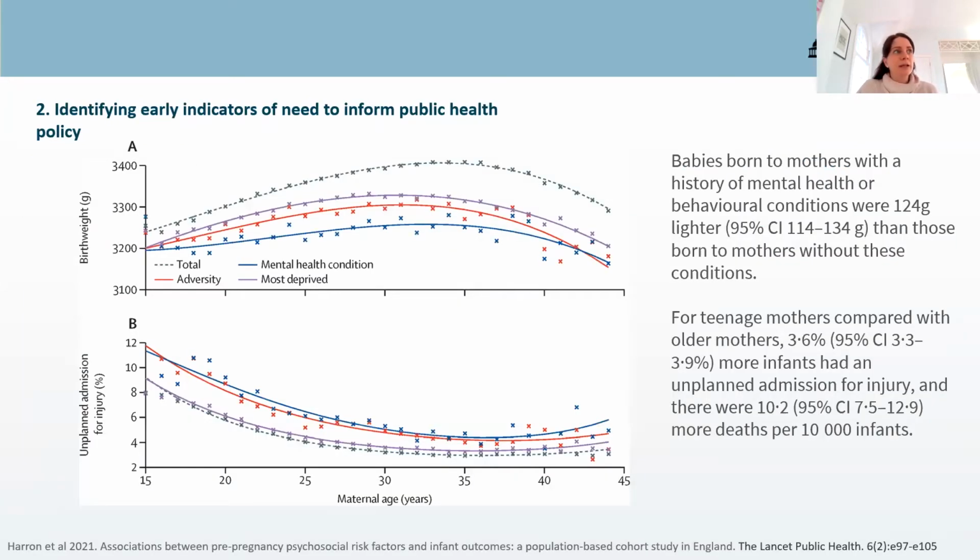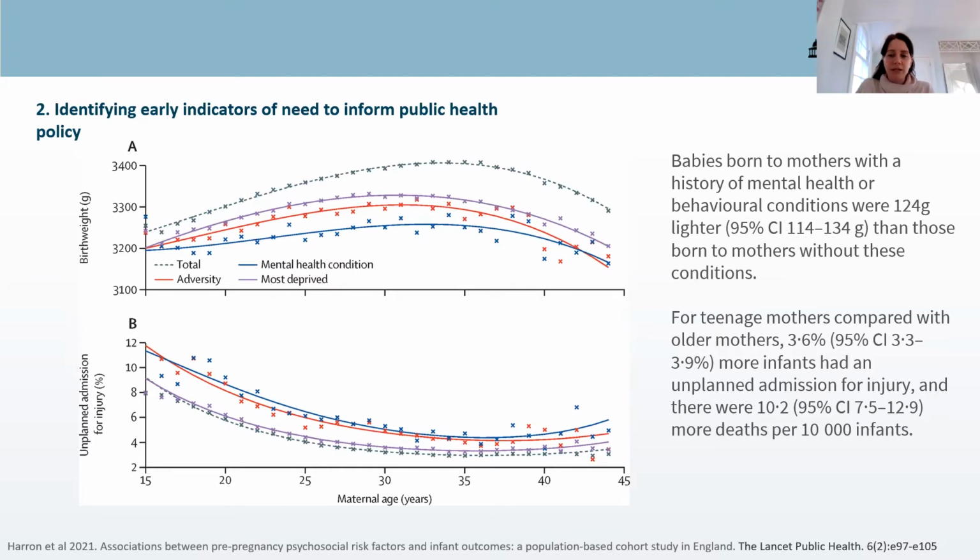Secondly, because we're linking data from such a long period of time, the longitudinal aspect of the data makes it possible to identify groups who are more at risk based on early indicators of need. And we can do that by bringing together data from the period before pregnancy with information about what happens at birth and in childhood. So these plots come from a study of pre-pregnancy psychosocial risk factors that we did using linked data for 2 million mothers in England.